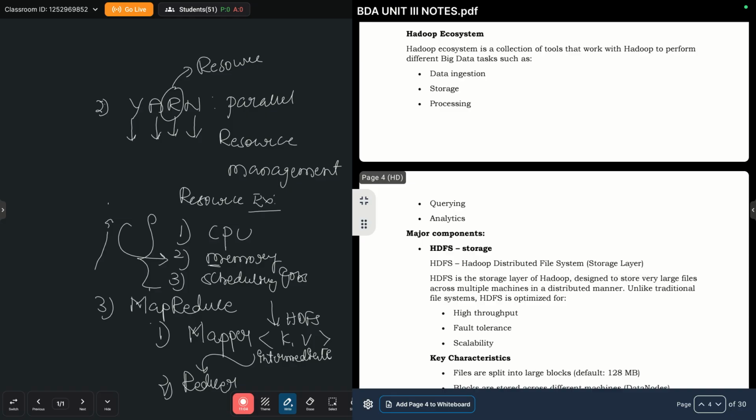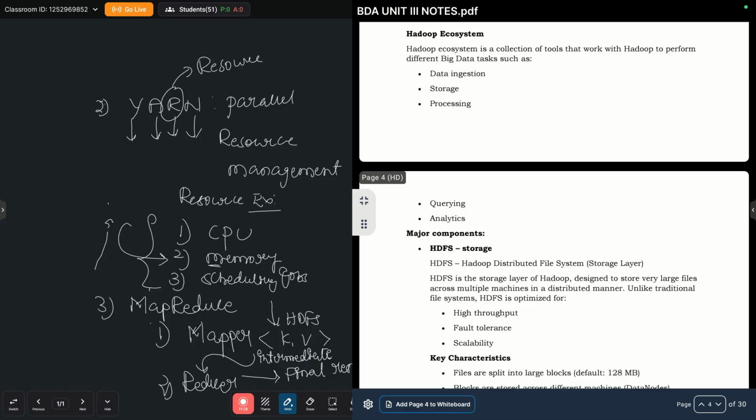So what is the role of the reducer? What is the functionality of the reducer? Right. So same key values will be shuffled, sorted, and aggregated, and the final result will be produced. Okay. So the final result, where is it going to be stored?